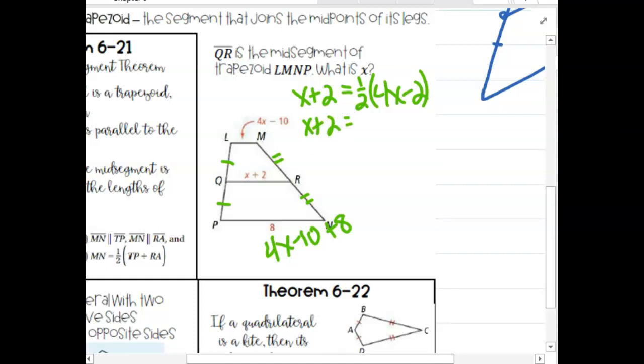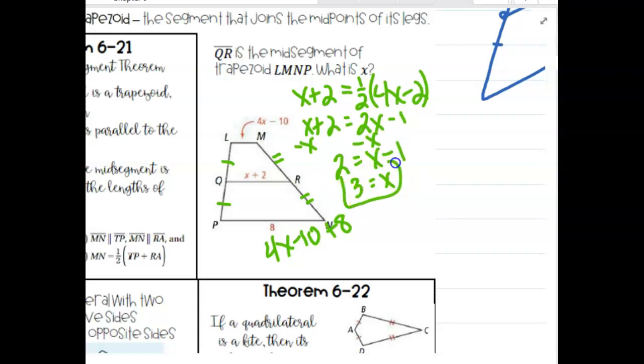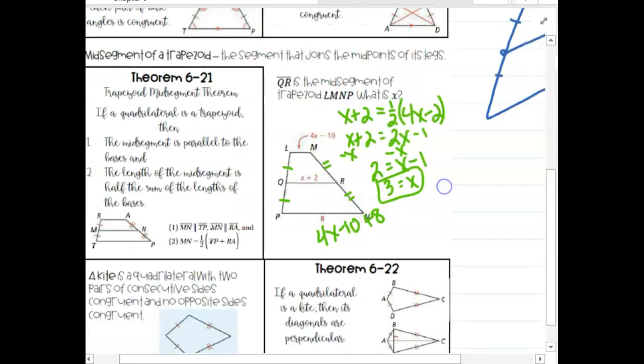So x plus 2 equals, half of 4x would be 2x, half of minus 2 would be minus 1. And then to solve for x, subtract your x from both sides. So 2 equals x minus 1. Add 1, we get x equals 3. So that's one of the things we're going to be doing today, using that mid-segment formula to either solve for x or find distances.